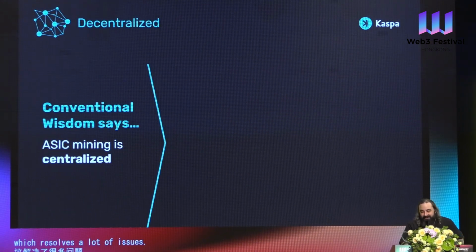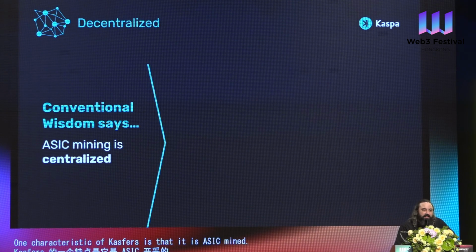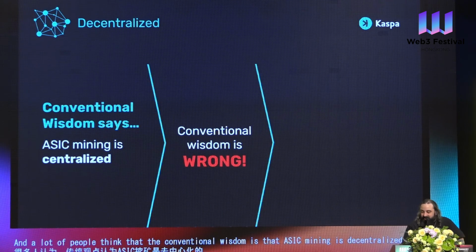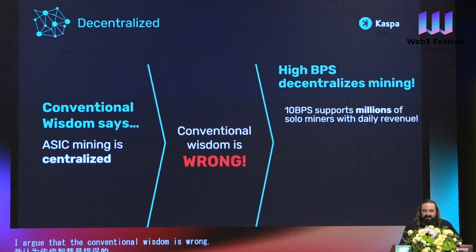It is decentralized. One characteristic of Kaspa is that it is ASIC mined. A lot of people think the conventional wisdom is that ASIC mining is decentralized. Well, I argue that the conventional wisdom is wrong. And the main key here is that having a very high VPS keeps the network decentralized.